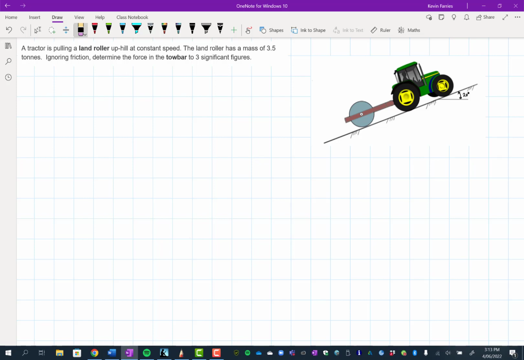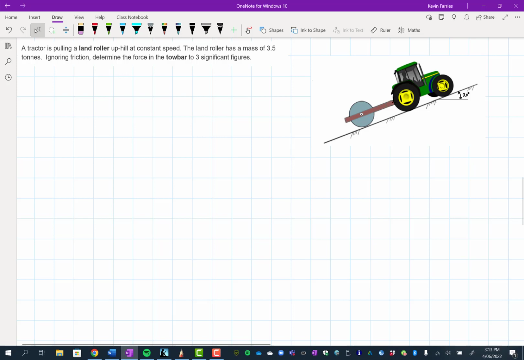So let's have a look at this problem here. So we've got a roller. We're ignoring friction. That would only really be true if this was a pretty hard surface, but we're ignoring friction, and we're asked to find out, so the tow bar is this part here that connects the tractor to the roller. Now usually the tractor has a hitch on the back.